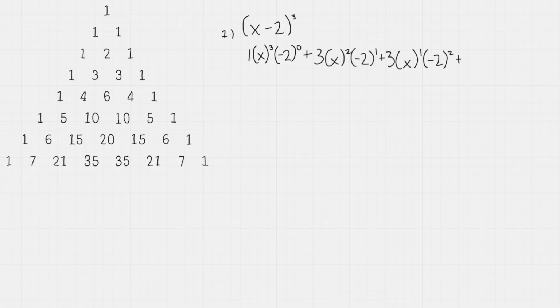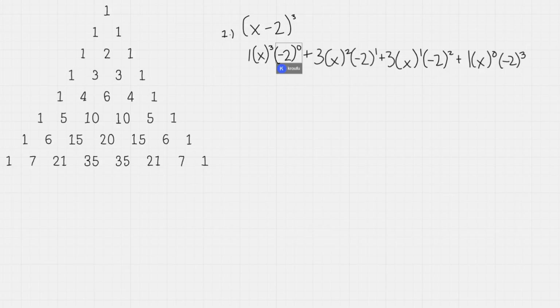So we put 1 times x to the power of 0 times negative 2 to the power of 3. So we see the pattern here. The power of the first term is descending, and the power of the second term is ascending.